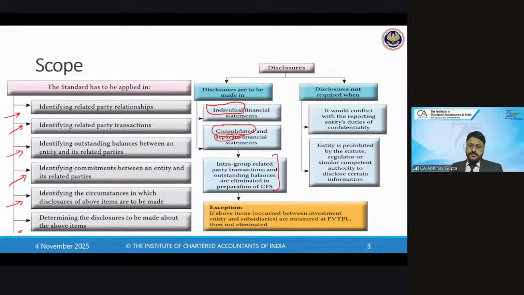Yes, prima facie, it is a subsidiary because they are controlling a 51% stake or the voting power in that company. Yes or no? Yes, sir. Prima facie, right?